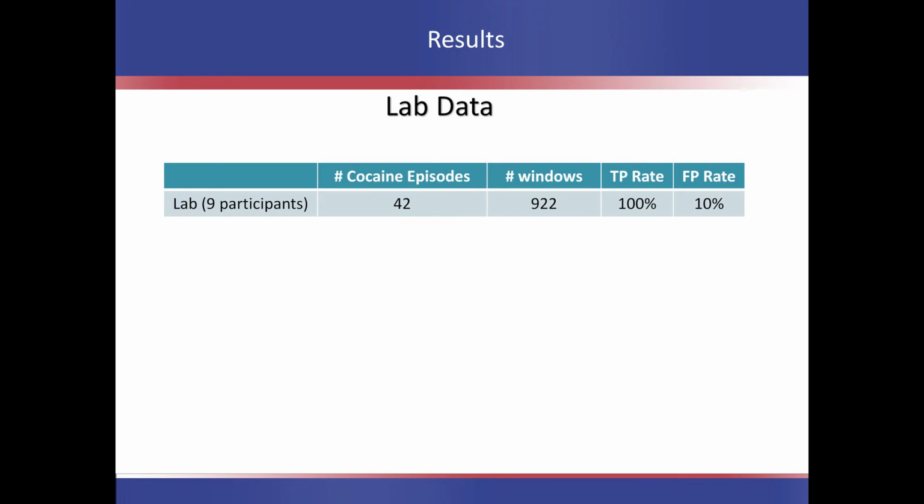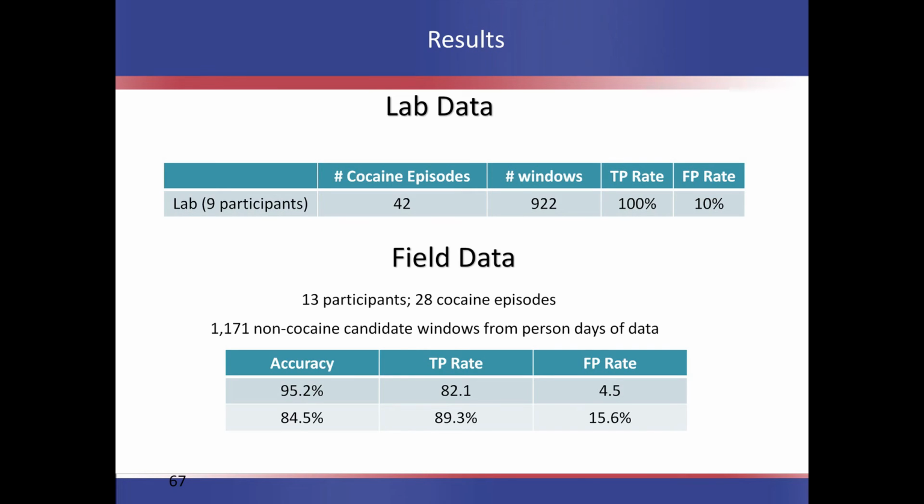I'm just going to provide a snapshot of the results, and you can read the paper for more details. In the lab, we had 9 participants. On that, we can achieve a true positive rate of 100% by keeping the false positive rate to 10%. On the field data, we had 13 participants out of 42 who had cocaine use episodes in the field, and their data is good. From them, we have 28 such cocaine episodes.